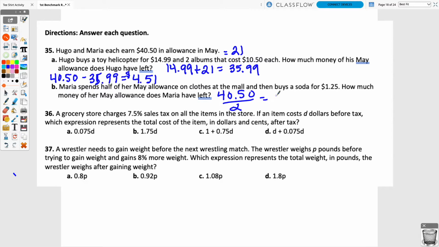Okay, $20.25. So that means she's already spent $20.25, and then she's also going to spend $1.25, right? So Bethany said we need to subtract, so $40.50 minus that $20.25 that she spent on clothes, and then we're also going to need to subtract that $1.25 that she spent on the soda. All right, so when we subtract those things, I think $40.50 minus $20.25 should give me $20.25 again, because we would have the other half. And then $20.25 minus $1.25. What would that give us for our final amount, Claire? 19. So she would have $19 left at the end of the month.